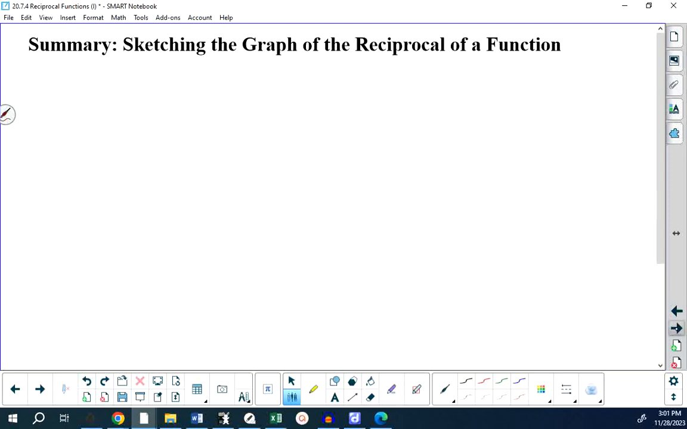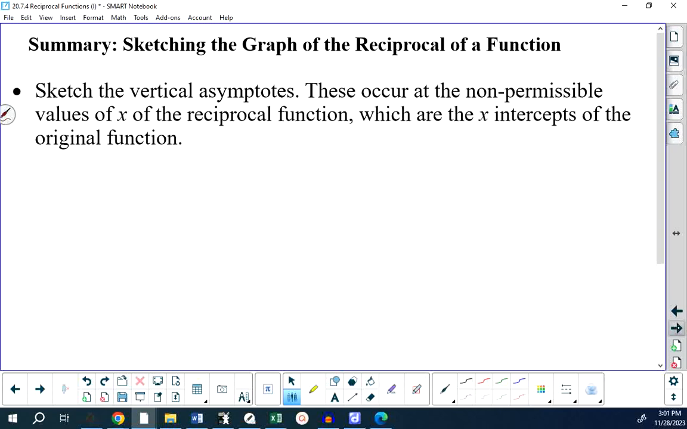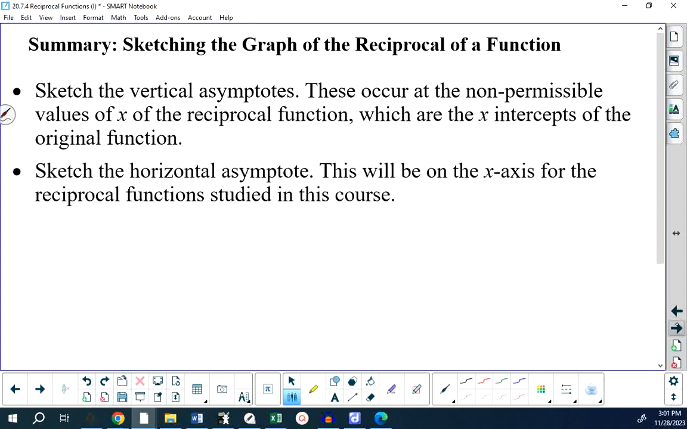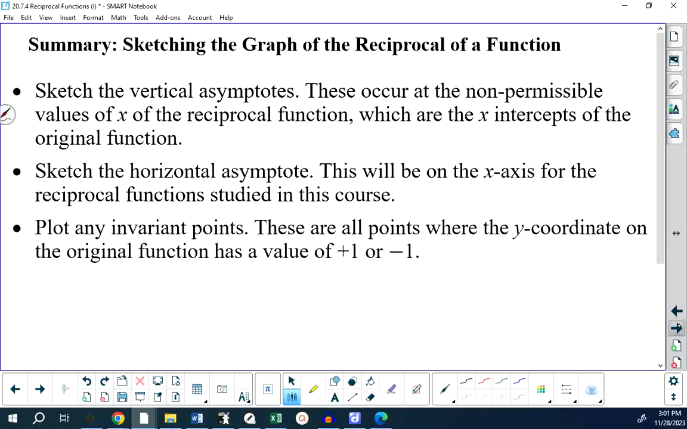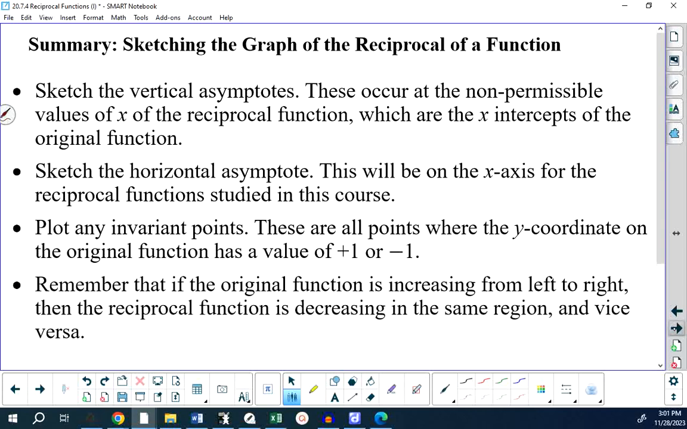So summary, what do you do when you sketch these graphs? And this is in your notes. You sketch the vertical asymptotes, and they are wherever you have an x-intercept of the original function. You identify the horizontal asymptote as always being the x-axis in this class. You identify invariant points, and then you draw your curves. That's it. It'll be a little bit more complicated tomorrow.